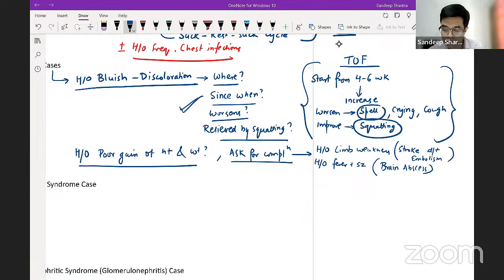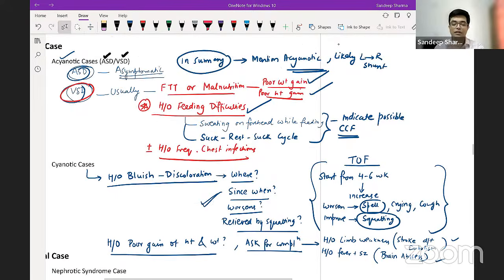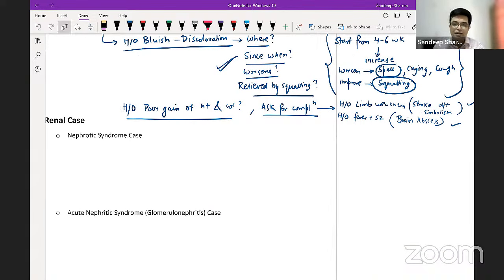So these are the two specific complaints you will ask for during complications in the history itself. So in cyanotic cases, always look for these points. These are the pointers which you are going to mention, whether they are present or not. They will help you in supporting your diagnosis during history taking.